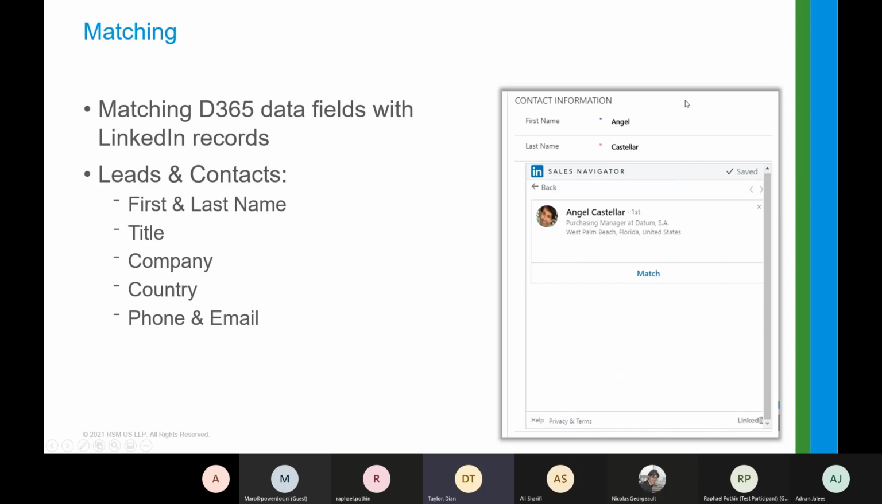This is a contact information area, I should say, on the contact form, and you'll have the same thing on the lead form. And this is how it finds the matches. Now, if a match is incorrect, obviously we can also unmatch that, but this is how the system automatically matches the LinkedIn profile with that contact or lead in Dynamics 365. And so the more updated your data is in Dynamics 365, the easier and better those matches obviously will be.